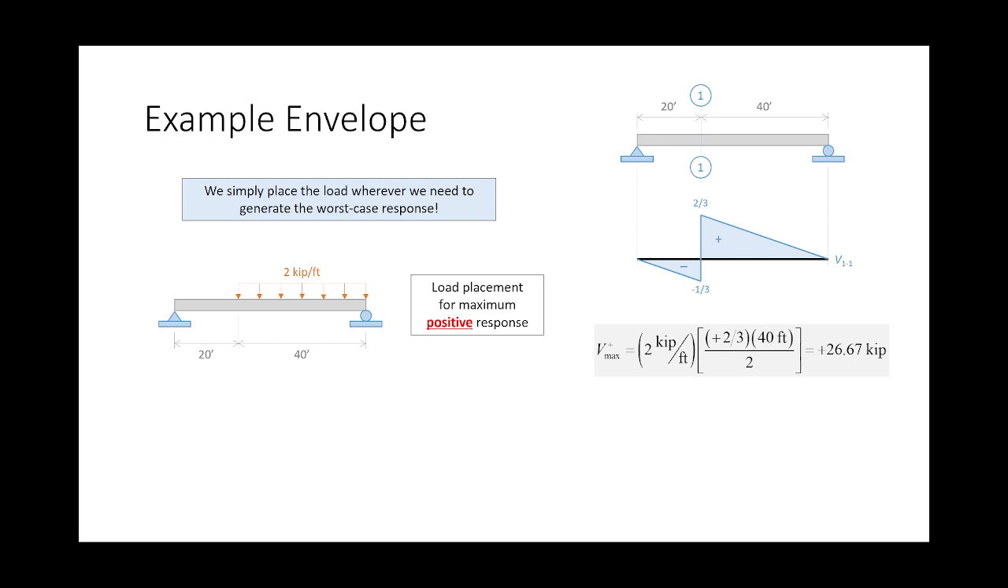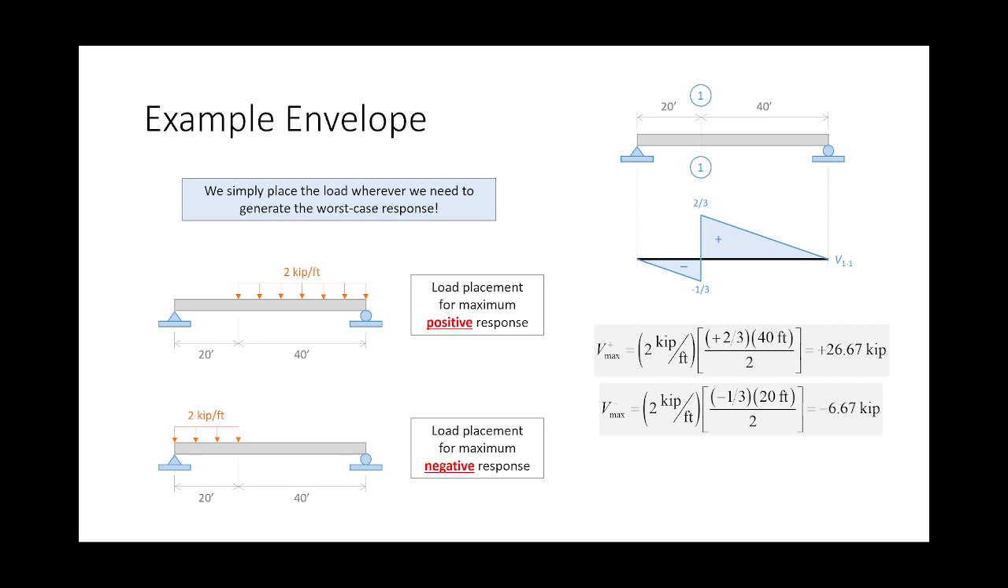On the left side of the section. So this is the load placement for maximum positive response. That's the load placement for maximum negative response. Okay? And how do I determine that response? Load times the area. There's a little negative there. It's kind of fuzzy there. It's kind of hard to see on this screen.